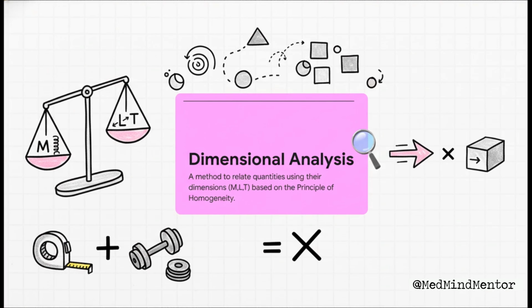This whole thing is built on one simple, beautiful idea that we talked about in part 2, the principle of homogeneity. All it says is that you can only add, subtract, or equate things that have the same dimensions. You know you can't add meters to kilograms, right? In the same way, an equation can't say that force equals velocity. This one single rule is the key to everything we're about to do.